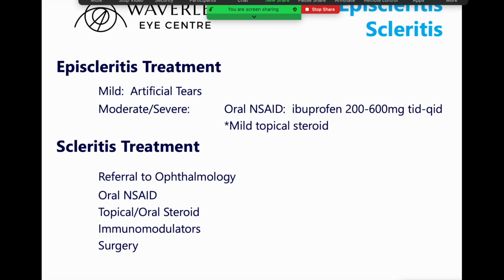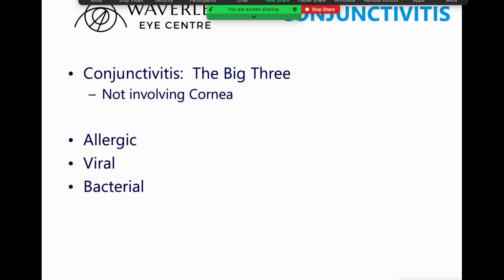If it's moderate or severe, oral NSAIDs can be of benefit, or you can use a mild topical steroid, but again, asterisk there for a reason. Be careful with the topical steroids because of the risks that they pose. Scleritis treatment, this is a referral to ophthalmology. They need oral NSAIDs, they likely need oral steroids. They may be put on immunomodulators, and they might need surgical intervention for this. So watch for that scleritis.